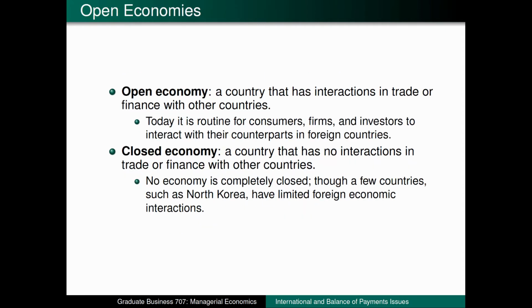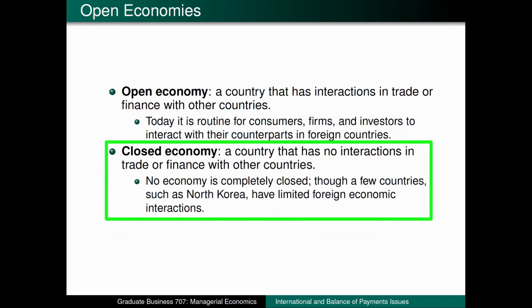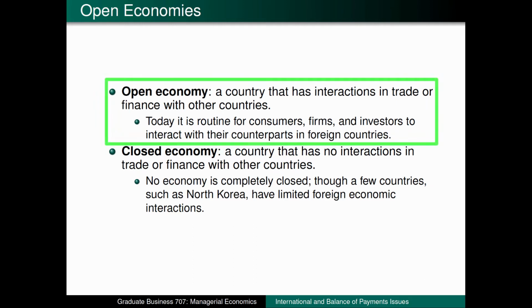If the US didn't trade with other countries, we would be referred to as a closed economy. A fancy economics word for a closed economy is autarky. On the other hand, an open economy means that a country trades with other countries.